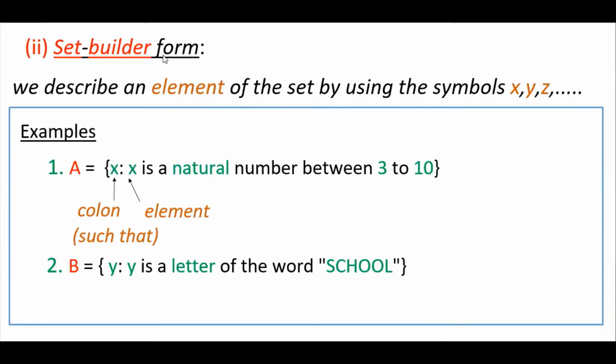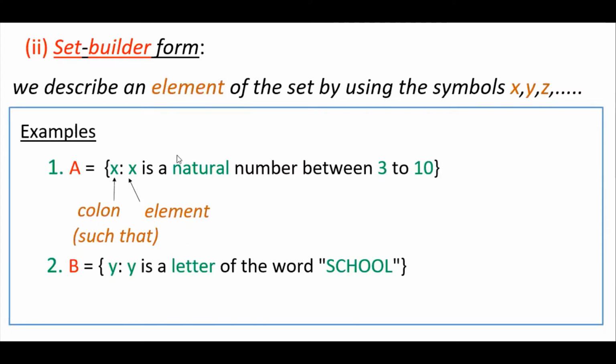The second one is set builder form. The sets you can represent by using set builder form also. We describe an element of the set by using the symbols x, y, z, etc. So, for example, A is equal to {x such that x is a natural number between 3 to 10}. So here the elements you can represent like this. The element x is the element that you can represent. It is a natural number. The elements are the natural numbers, those between 3 to 10. So these you can write as 4, 5, 6, 7, 8, 9.